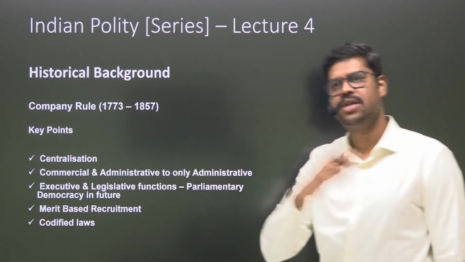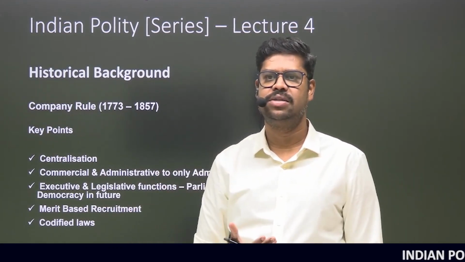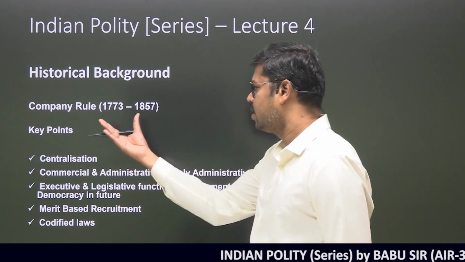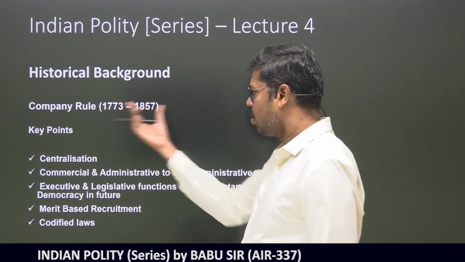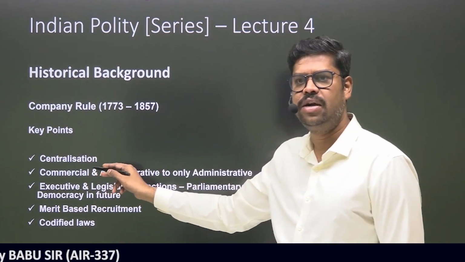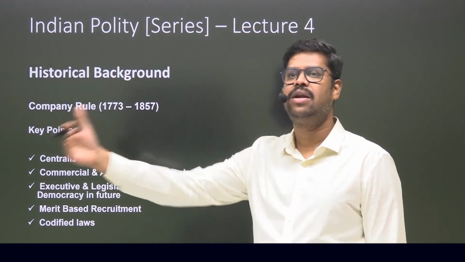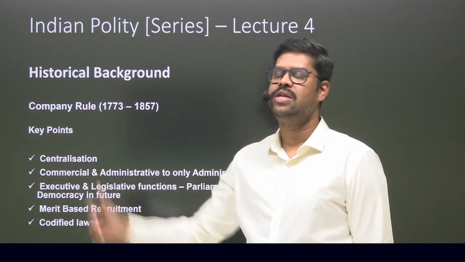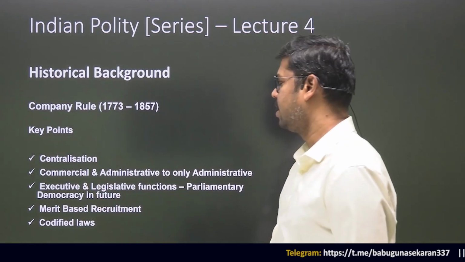Okay. So with that, we come to the summary of the company rule. That means, what are the major outcomes of the company rule, almost 100 years, starting 1773 to 1857, maybe a little less than 100 years. What are the basic key points to take away? The entire era of company rule, starting 1773 to 1857, was an era of what is called centralization. That means gradually the administration was moving in a centralized manner. Starting from the Regulating Act of 1773 till the Charter Act of 1853, it was more of centralization.